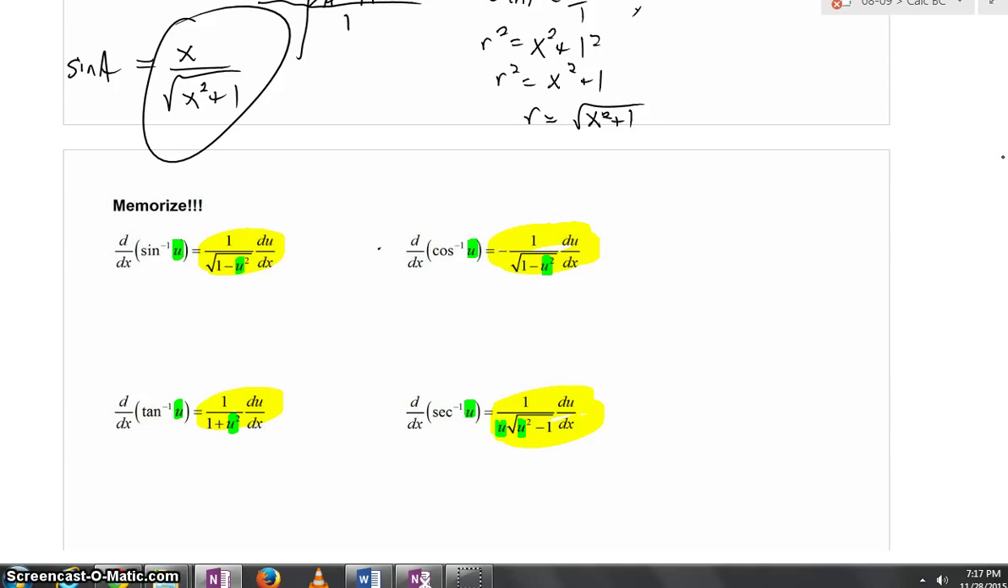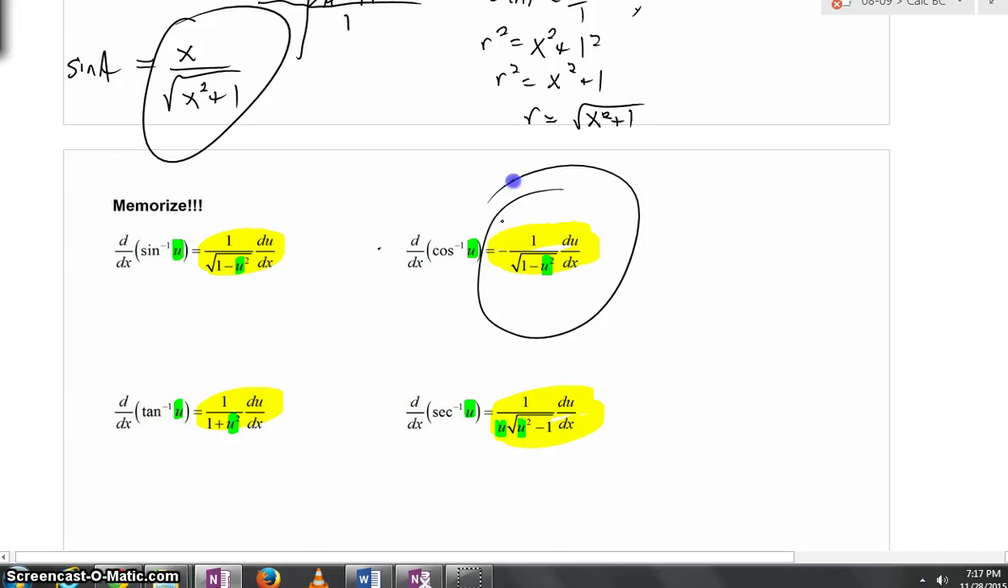Ordinarily, I would do at least one of these proofs. That being said, we're very much pressed for time. So just in case you'd like to see the proof, you can look in the book, or you can ask me in class, and I'd be happy to help you out. But the derivative of the inverse sine of u is going to be 1 over the square root of 1 minus u squared. The derivative for inverse cosine, it's going to look exactly like what we just did.